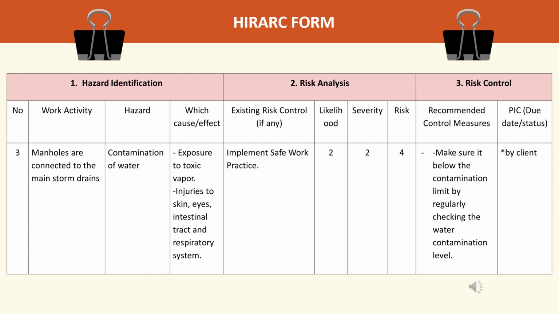The last work activity to be considered is the manholes which are connected to the main storm drains. So the hazard identified is the contamination of water. This will cause exposure to toxic vapor and injuries to the skin, eyes, intestinal tract, and respiratory system. For the risk analysis, the existing risk control is implementing safe work practice. The likelihood and the severity are both 2. Meanwhile, the risk is 4. This falls in the green category.